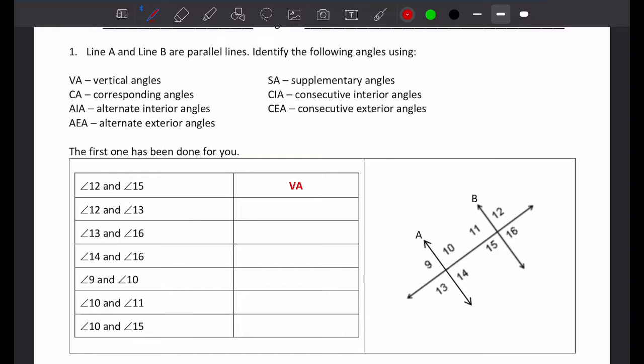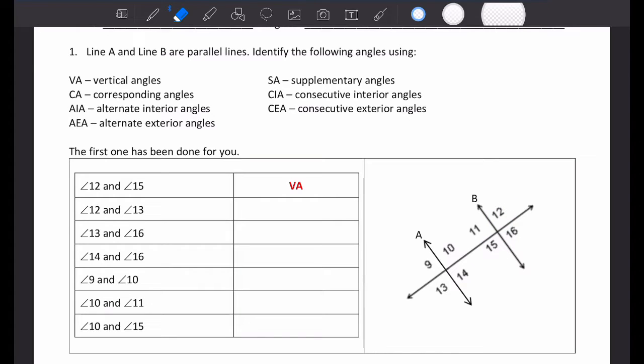So what are the relationships between the angles? So let me just highlight. The first one is angle 12 and angle 15. And as you can see, they are vertically opposite each other. Remember, X as in X-Men, and so this and this are called vertical opposite angles, vertical angles. That's why it's VA, okay?